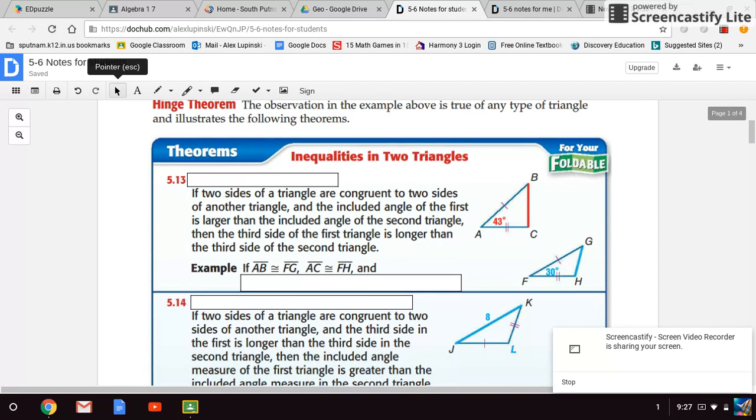The Hinge theorem says that if two sides of a triangle are congruent to two sides of another triangle, then the included angle of the first is larger than the included angle of the second. So what that is trying to say, and again, this is the Hinge theorem, and I'll position that a little bit better.